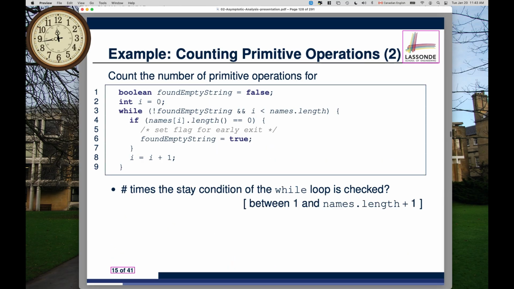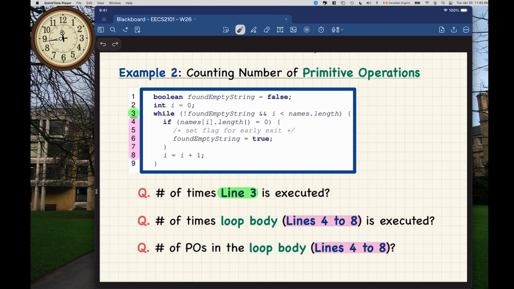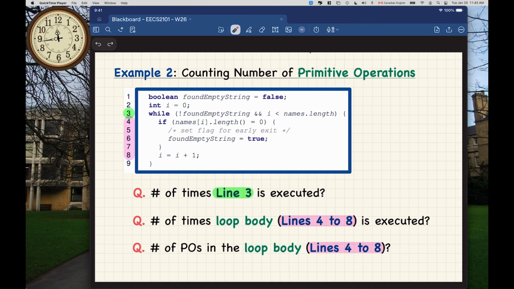Okay, so you will see slide number 15. This is just another example for counting the primitive operation number, right? I will leave this as an exercise for you. You have the iPad notes, but I'll just put it here, exercise. You can try to calculate it. I do have some guidance questions over here.